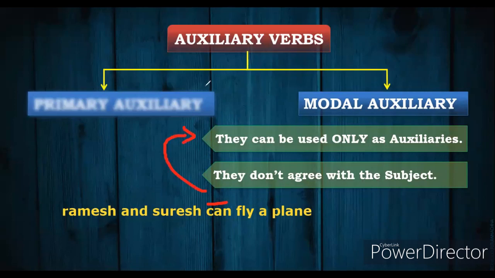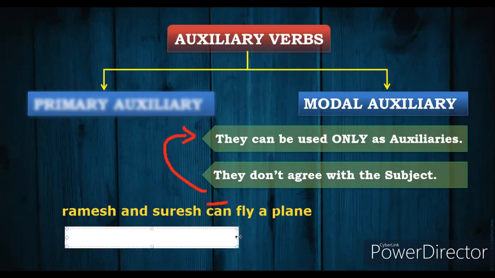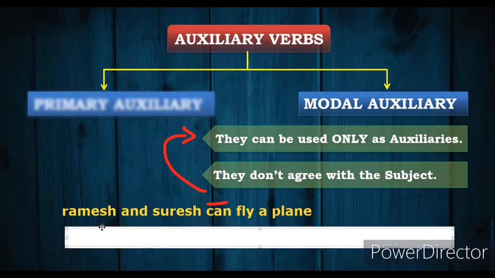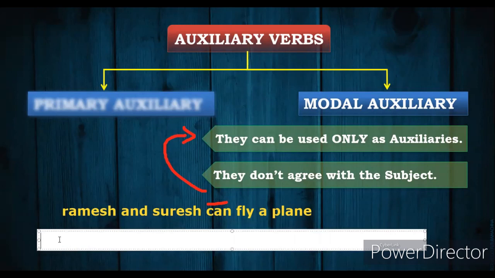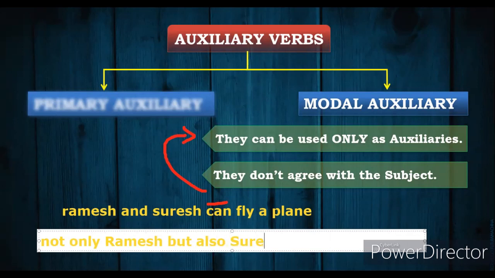Moving on with the next point, how do we prove that they don't agree with the subject? That means they do not change even if we change the subject from plural to singular. Let me give you an example. The next example that I can use here is: not only Ramesh, but also Suresh can fly a plane. Wow.